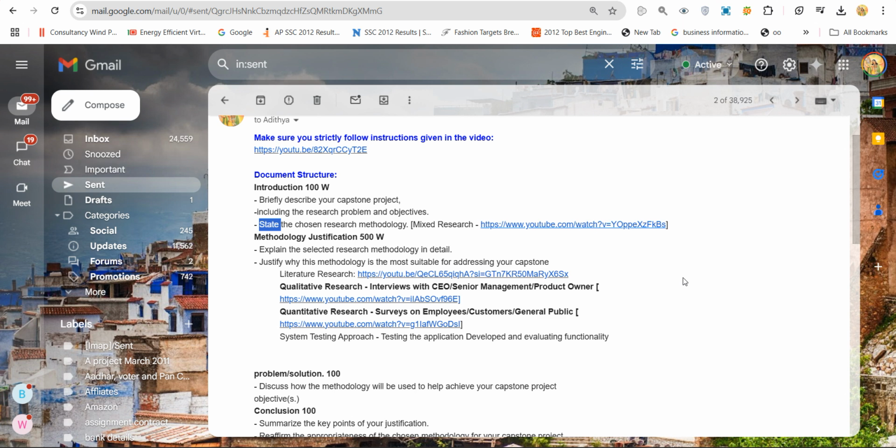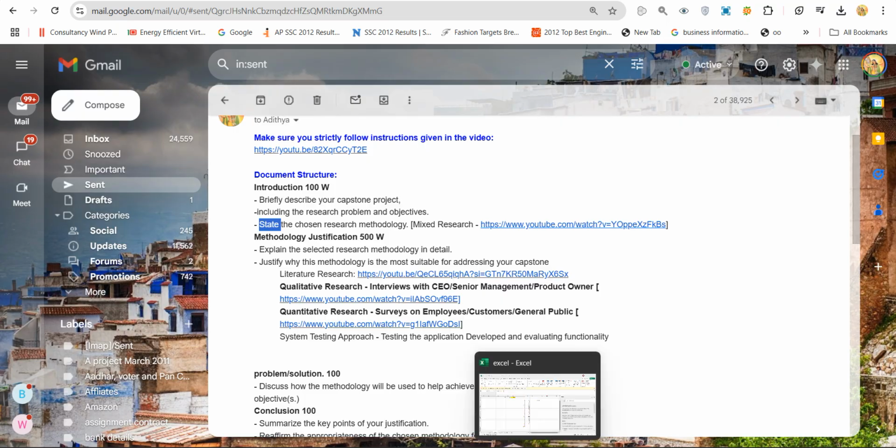And if you have a larger number of people and you want to interview them, it will be a wrong selection. So selection of your research methodology is very important. And if you go with a wrong selection, you will come up with inappropriate results.